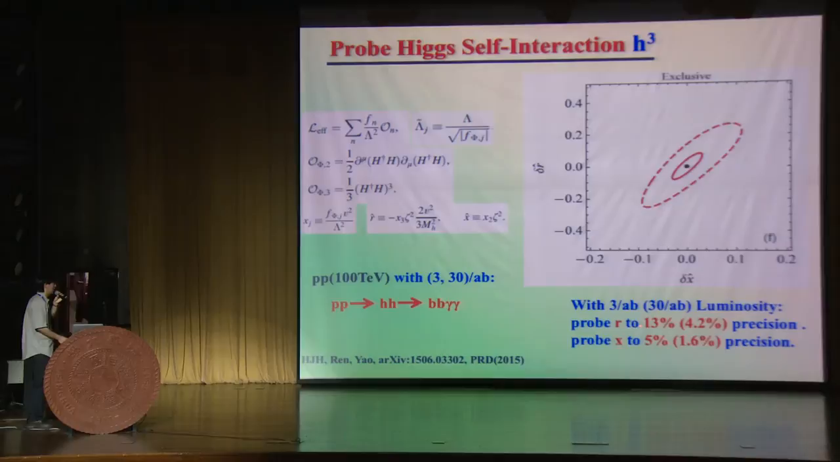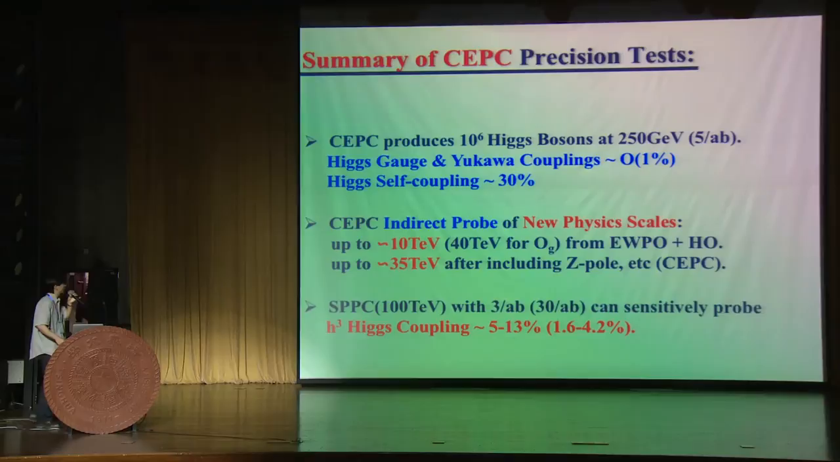So let me summarize, constrained by time. The CEPC produces about a million Higgs bosons at 250 GeV, and most of the Higgs gauge couplings, and some of the important Yukawa couplings, can be measured down to 1%. And the Higgs self coupling to around 30%. The indirect probe of the new physics scale is around 10 TeV for the electroweak precision combined with the Higgs, and up to 35 TeV including the Z-pole data and so on. That's the CEPC. The future phase of the 100 TeV measurement could further probe the Higgs couplings up to something like 5 to 10%.